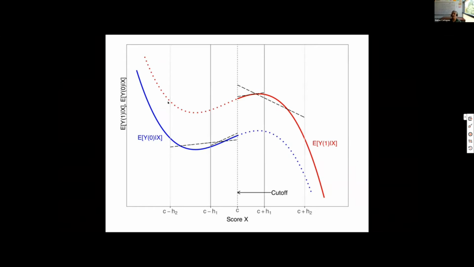So if we were to shrink from H2 to H1, then all of a sudden the same linear model could do arguably a better job, hopefully a better job, under some assumptions. And so this change in bias from a large bandwidth to a small bandwidth is going to play an important role in the analysis. Ultimately, all models are fundamentally misspecified, and so the question is how we think about misspecification and what we do about it.